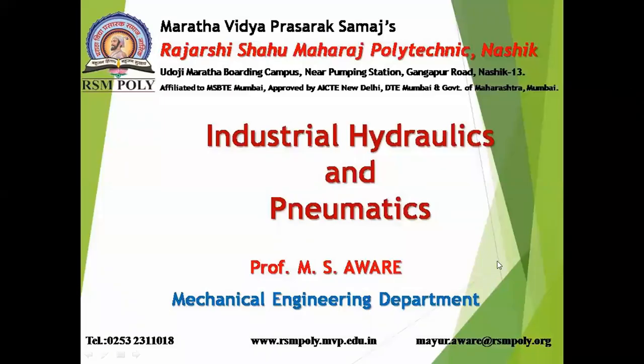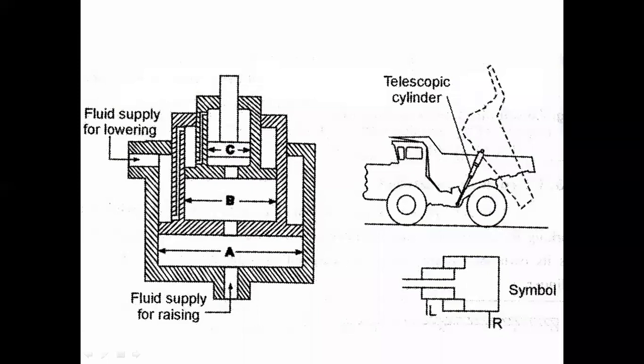Okay, so in the next lecture, we have seen what the types of linear actuator are. The last type of actuator remaining from yesterday's lecture, the last type of hydraulic actuator, is the telescopic cylinder. You can observe that the telescopic cylinder is basically used in the hydraulic dumper.